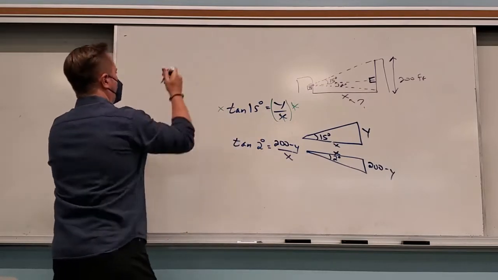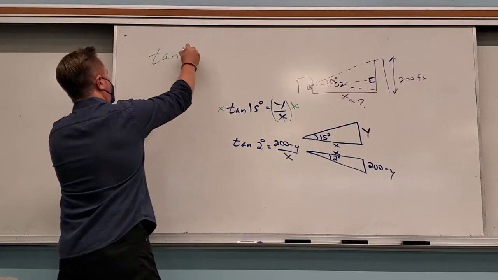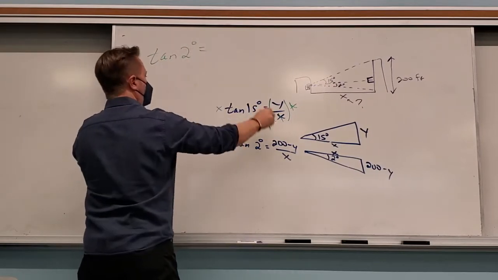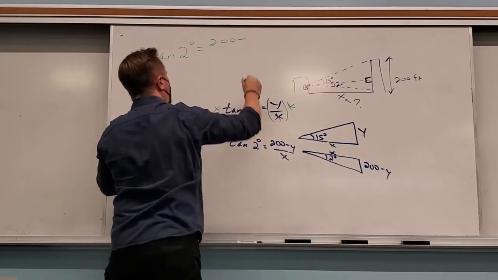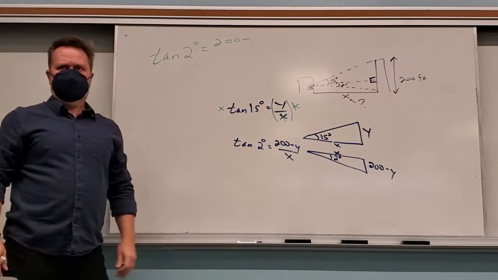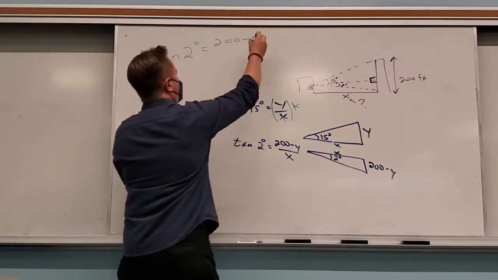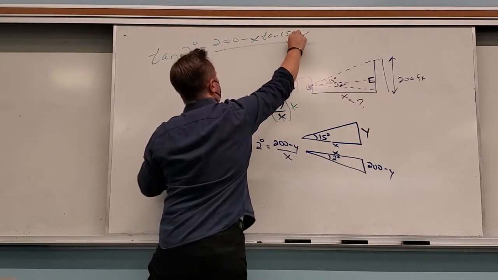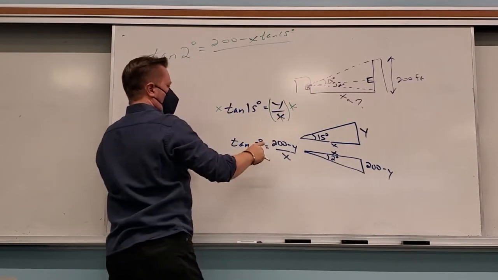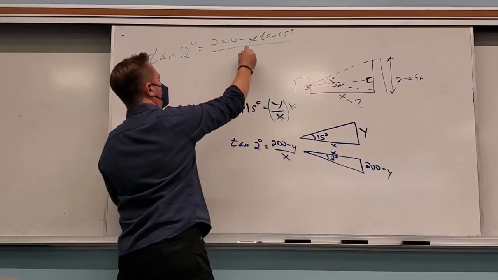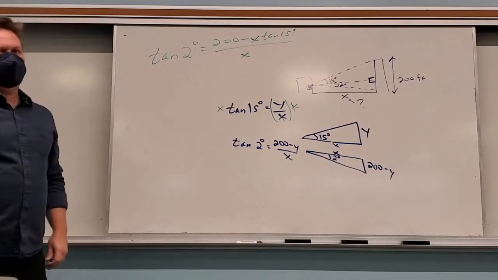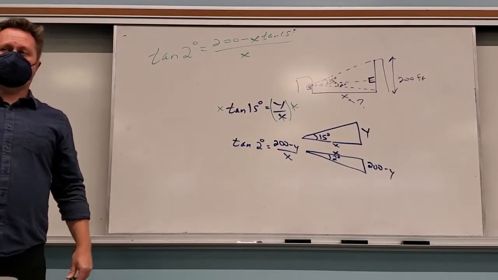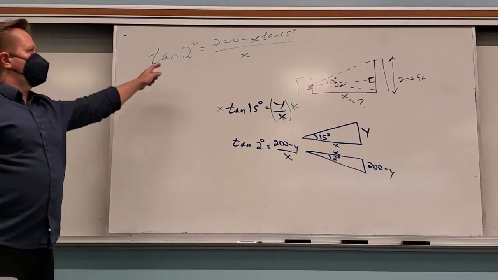Right, so now I've got tangent of 2 degrees equals 200 minus y, but what is y? It's x times tangent of 15 over, where'd it go? x. Then solve that equation. Now real quick, why does that equation suck?